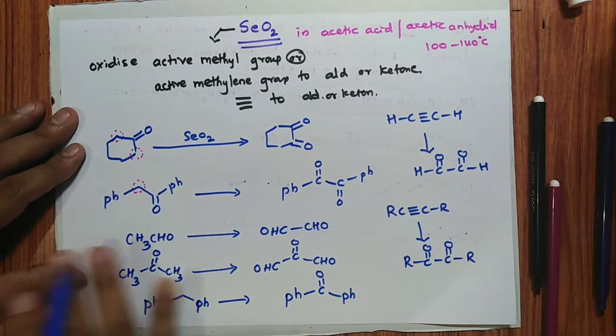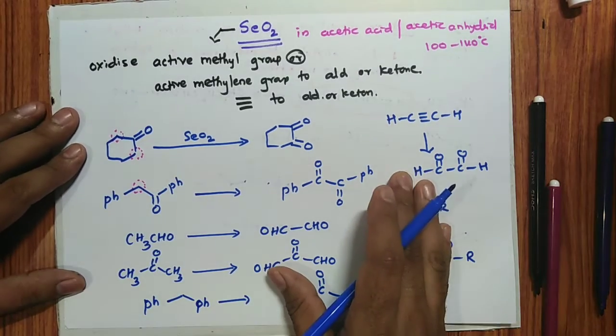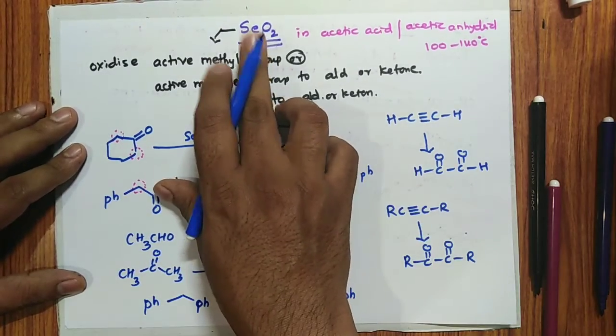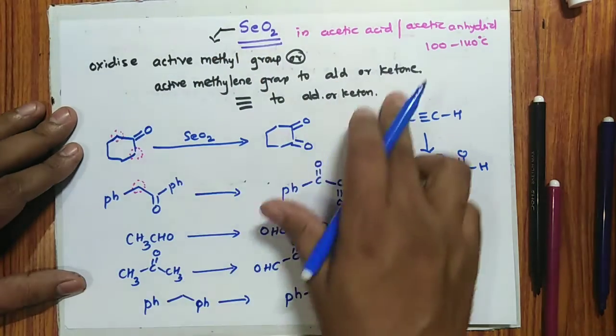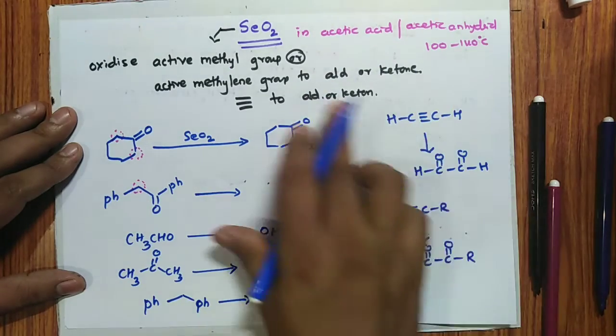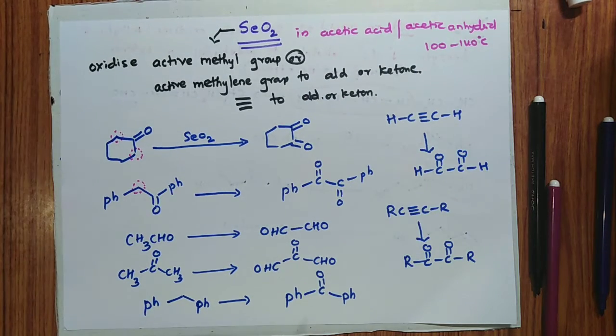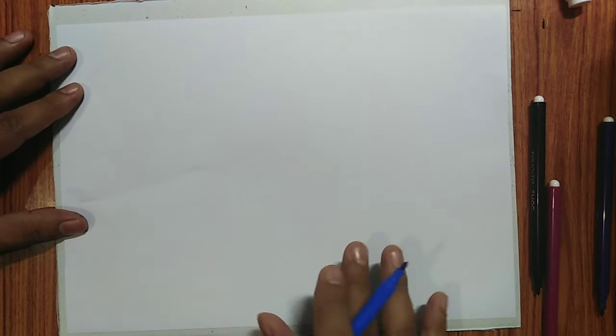So very important. You go through all these things, you'll understand what is the use of SeO2. Very important reagent in organic chemistry. So SeO2 will convert active methyl group or active methylene group to aldehyde or ketone. This is about SeO2, selenium dioxide. Now we will see some other reagents. Whatever points I am going to tell here, these are additional points.